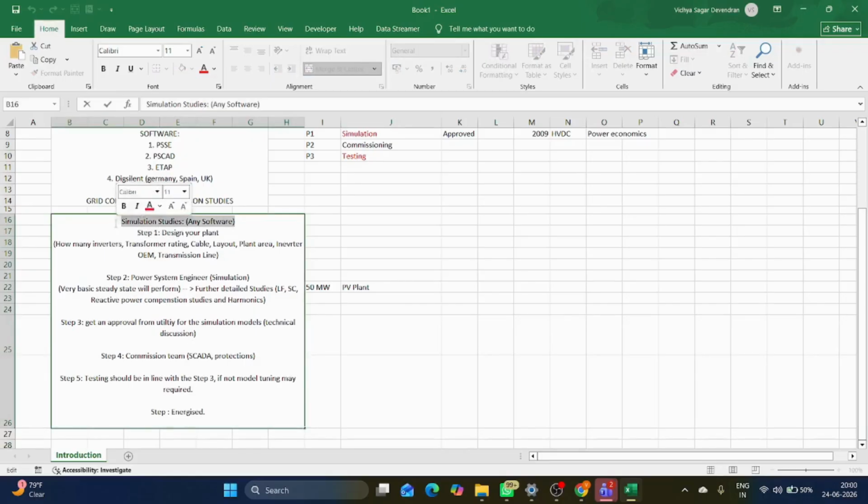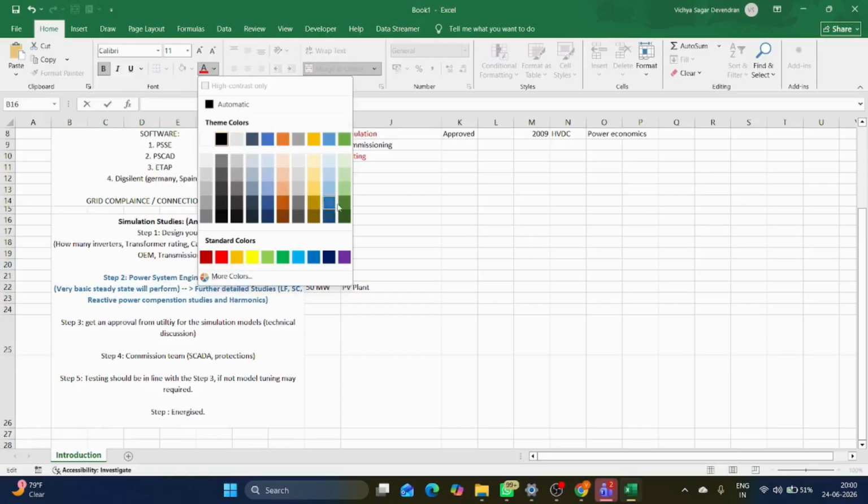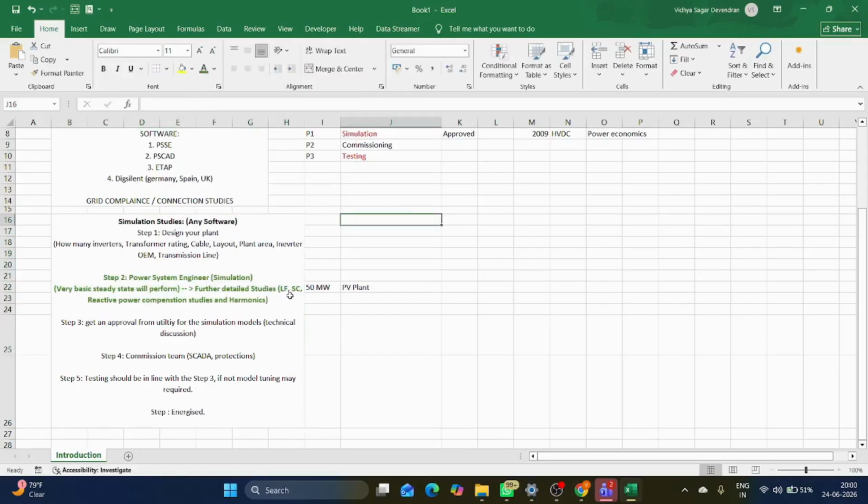So now what are we going to do? We are in step two only. We are not doing the other steps. This is the thing we are going to do right now. I hope this is clear.